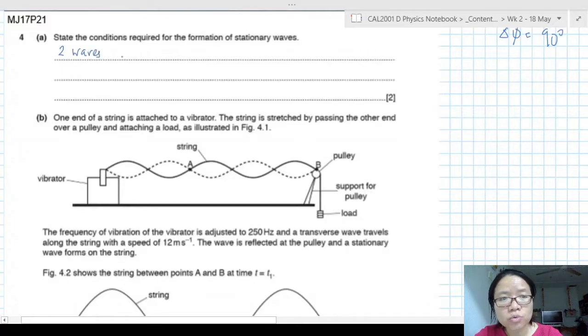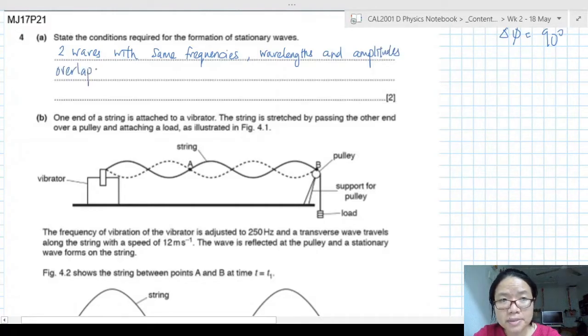So, two waves with the same frequency, wavelength. Actually, when you say the frequency and wavelength is the same, naturally the speed will be the same already, okay? So two waves with the same frequency, wavelengths, and amplitudes. Ta-da! One mark. Second mark, they overlap and they are traveling in the opposite direction. If they overlap and they travel in the same direction, you will just consistently get 2A all the way. Okay, overlaps while traveling in the opposite direction.